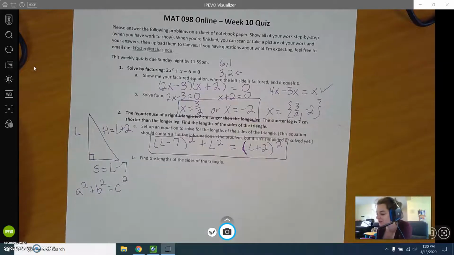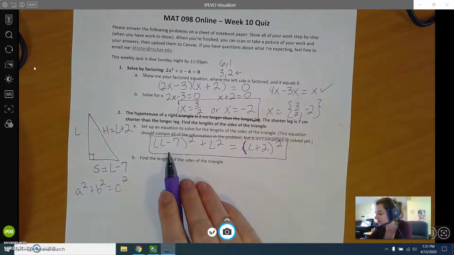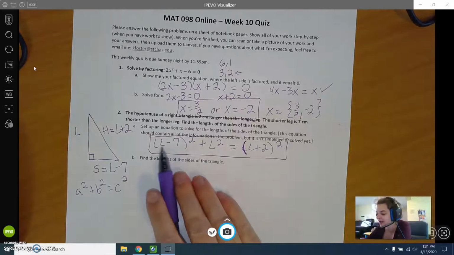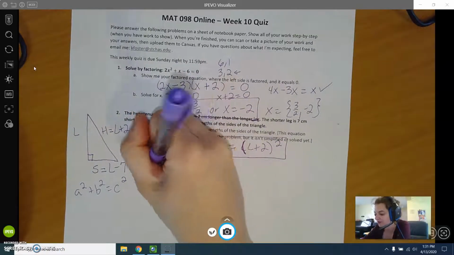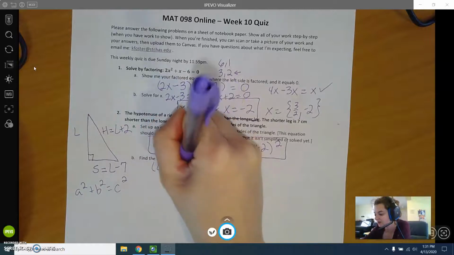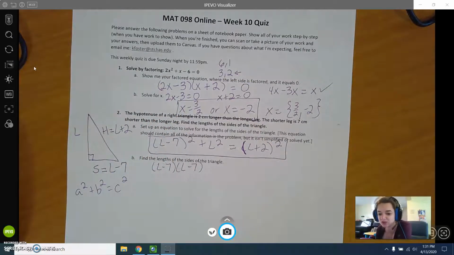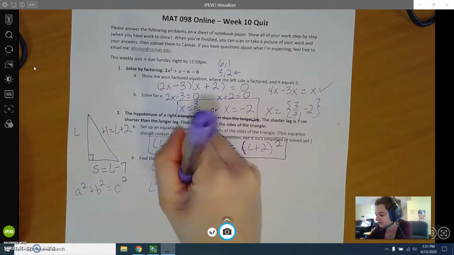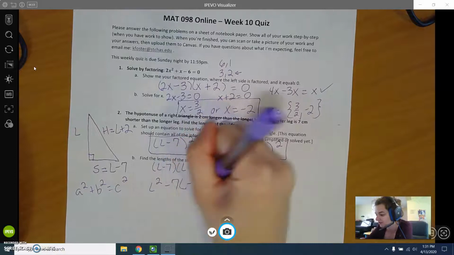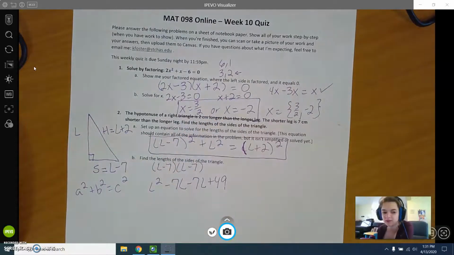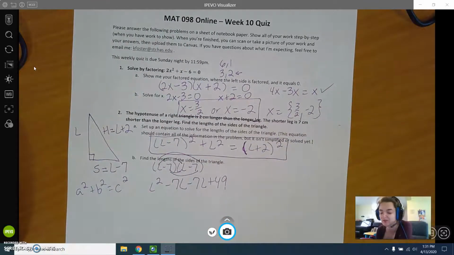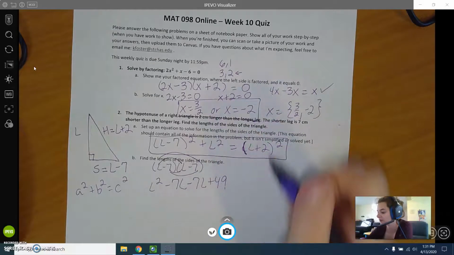So let's do that. For solving, the first thing I want to do is get it in standard form. And to get it into standard form, I'm going to need to distribute a lot. So when I have L minus 7 squared, just reminding you guys, that's L minus 7 times L minus 7. And we have to distribute that. So we would have L squared minus 7L minus another 7L plus 49. Okay? So don't forget to distribute and do all of your multiplication there.